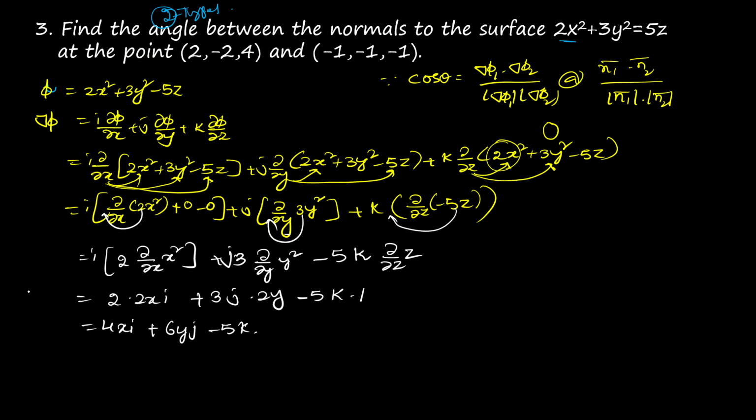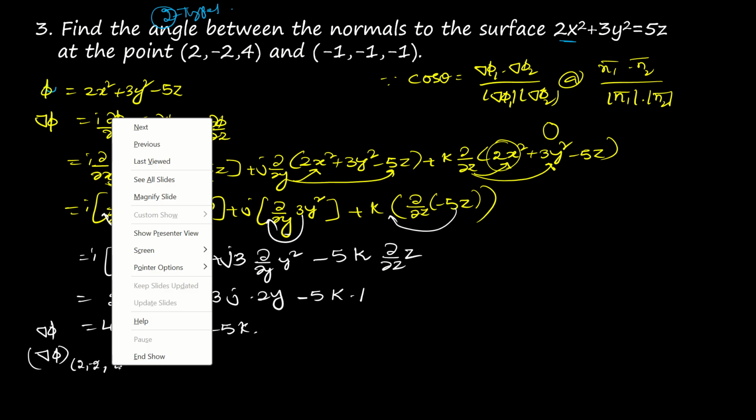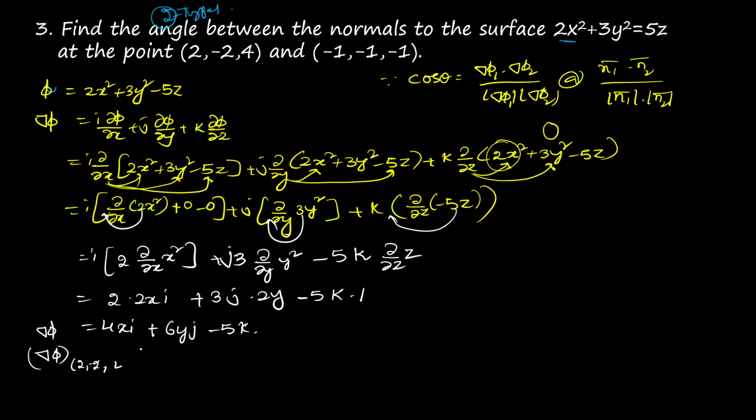Okay, so normal vector to the surface at the first point (2, minus 2, 4) is equal to, put x value, y value and z value. x equal to 4 is 2 into i. Next, 6, y value as minus 2, j, minus 5 into k. So 8i minus 12j minus 5k is the normal vector to the surface, del phi 1 or n1 bar.